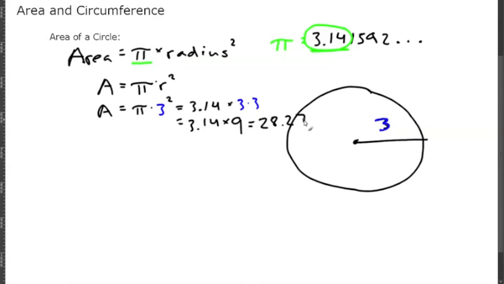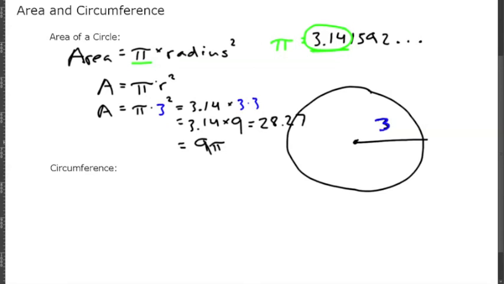Now, a lot of times it is acceptable when you get to this point, 3.14 times 9, you can leave your answer as 9 pi, because 9 pi is the same thing as 28.27. But to start, your teachers will most likely have you multiply pi out.